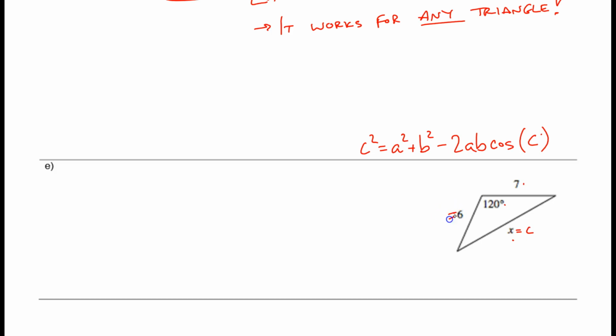This is going to be equal to a. This is going to be equal to b. And this is going to be angle c right here. Okay, so let's see how this works. C squared, which is x squared, is going to equal 6 squared plus 7 squared minus 2 times 6 times 7 times the cosine of 120 degrees.